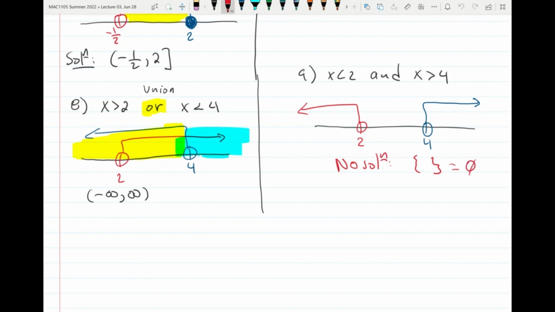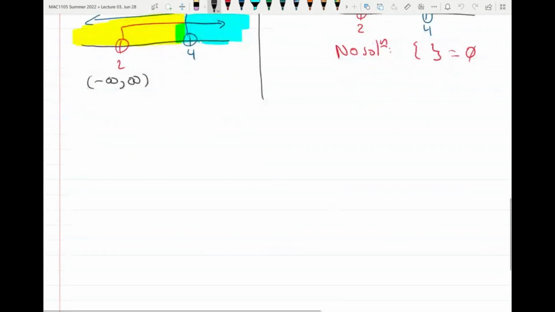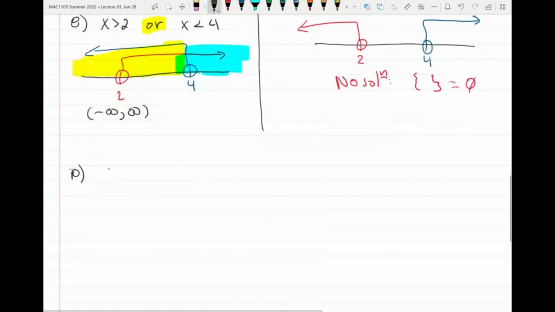Do you understand this? No solution whatsoever. Now, what if instead of "and," it was "or"? So, that's the same one. Same thing. So, x less than 2 or x greater than 4. It's the same as the one above, but instead of "and," we're doing "or." So, it's not really the same. So, these inequalities are an "or" type now.